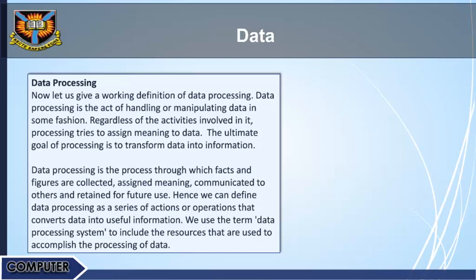Data processing is the process through which facts and figures are collected, assigned meaning, communicated to others, and retained for future use. Hence, we can define data processing as a series of actions or operations that convert data into useful information. We use the term data processing system to include the resources that are used to accomplish the processing of data.